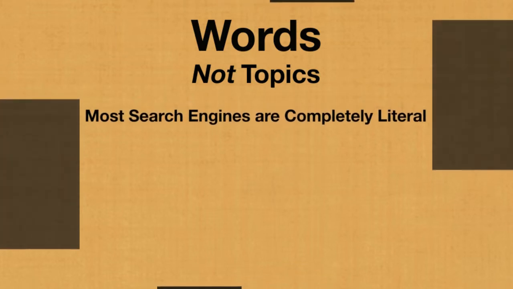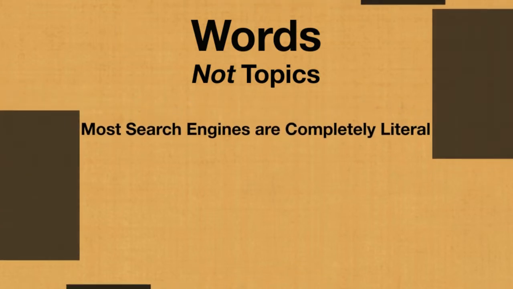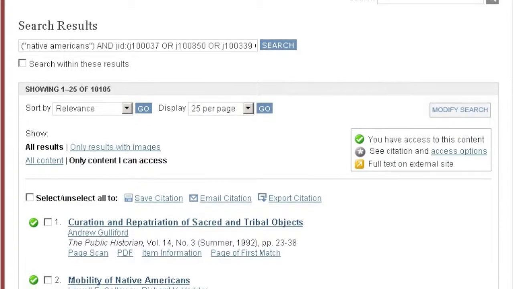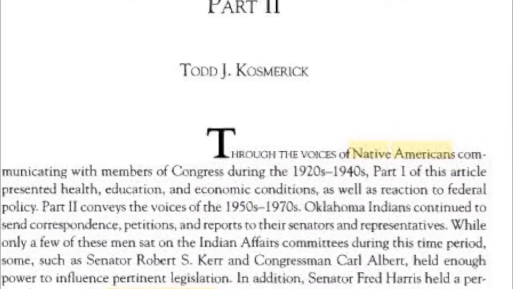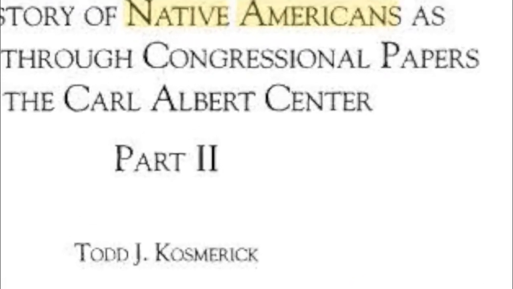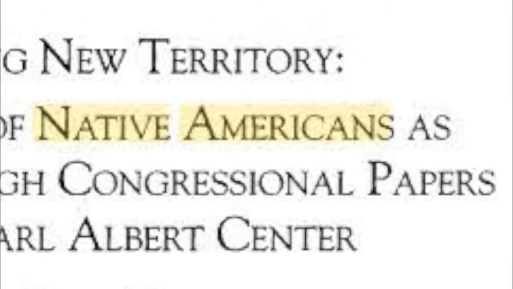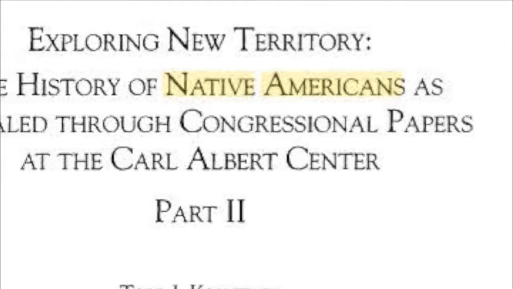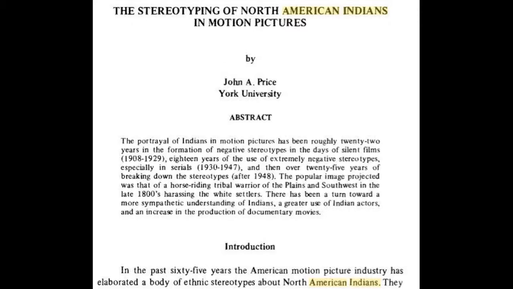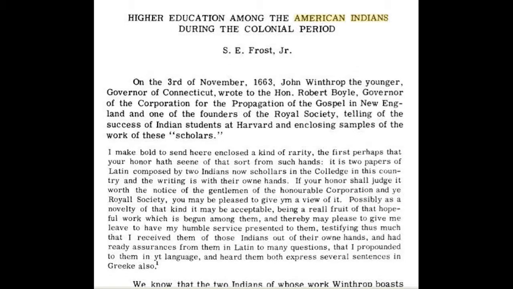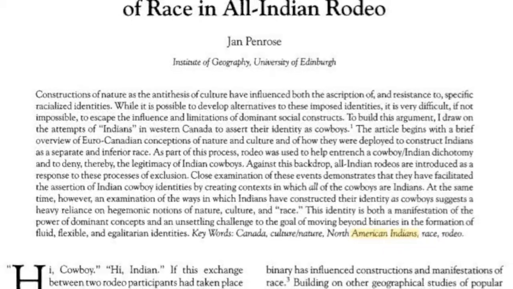Most search engines are completely literal when interpreting a search query, and it's important that you understand this when doing historical research. If I search an article database like JSTOR for Native Americans, what I'm getting are not articles about the subject Native Americans, but articles in which the phrase Native Americans appears at least once. Articles about Native Americans that don't use the phrase Native Americans will not turn up in my results. There are over 7,000 history articles in JSTOR that use the phrase American Indians, but not the phrase Native Americans. Many of these articles are clearly about Native Americans, but were missed in my original search.